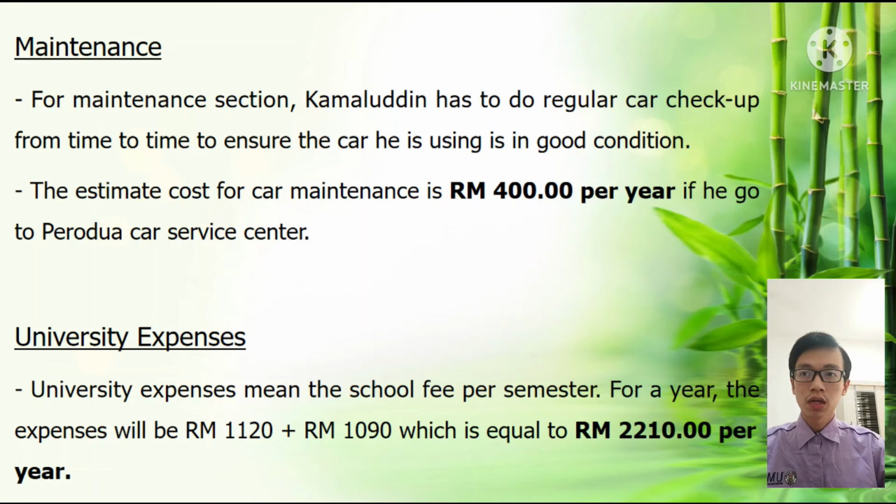Next, for the maintenance section, Kamarudin needs to do regular car check-ups from time to time to ensure his car is in good condition. So the estimated cost for car maintenance is 400 ringgit per year if he goes to Prodas Car Service Center. Next, for university expenses, it means the school fee per semester. So for a year, the expenses will total 2,210 ringgit per year.